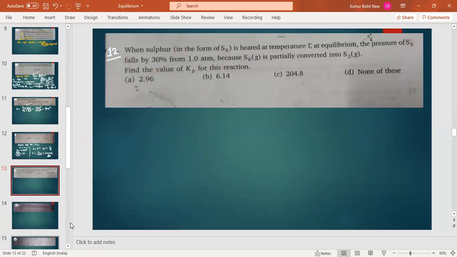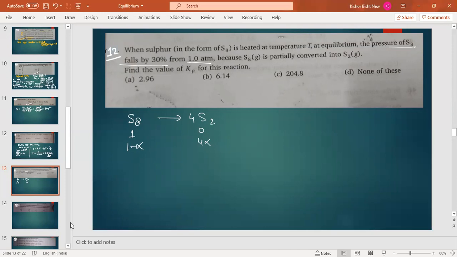is heated at a temperature T, at equilibrium, the pressure of S2 will fall by 30% from 1 atm. What is it saying? First thing is, you remember S8 giving S2. First you balance it. Initially it was 1 atm and it was 0. And then this is 4 alpha. This one is 1 minus alpha. Okay. After that it's saying that the pressure of S2 falls by 30%.